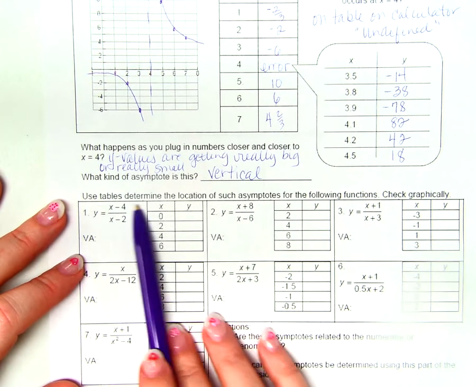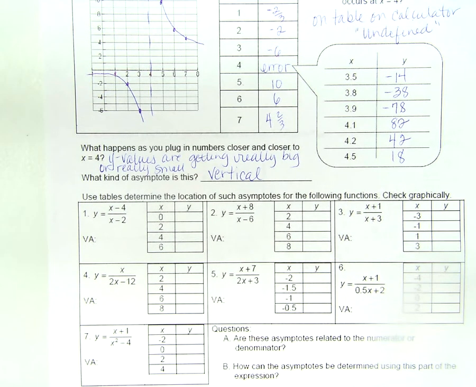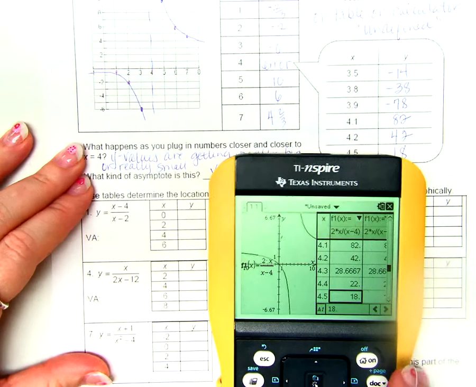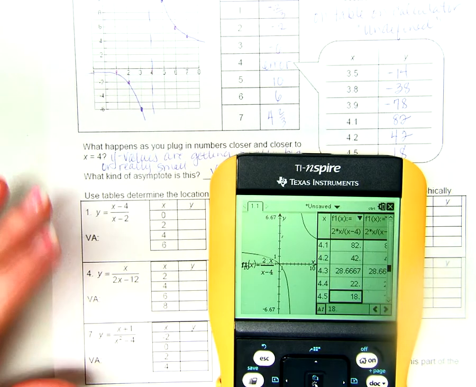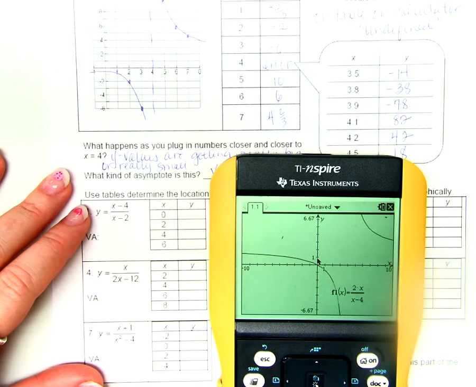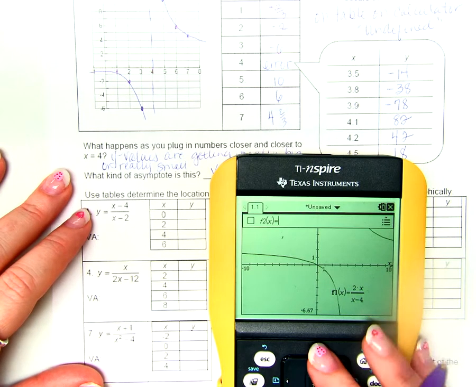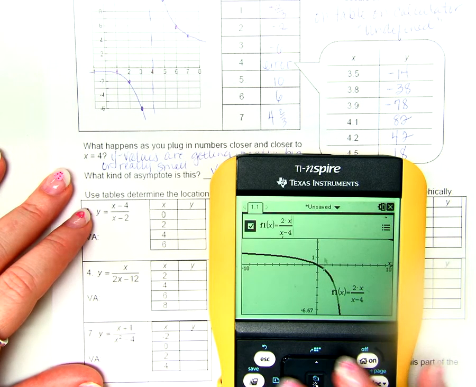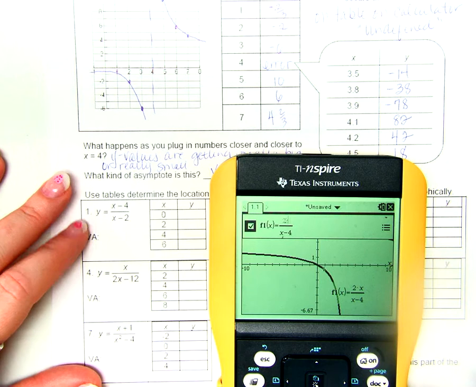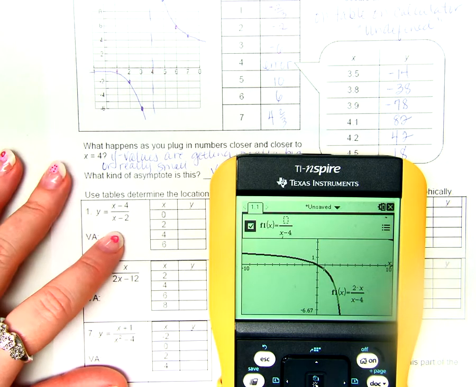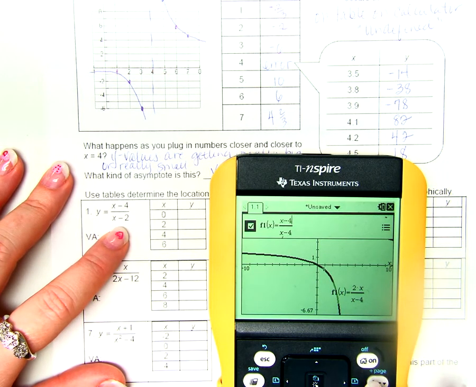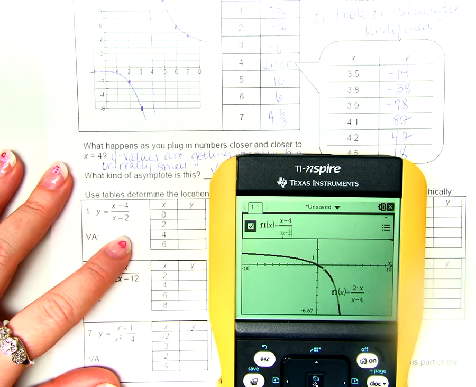Alright? So use the tables to determine the location of such asymptotes for the following functions, and then we'll check it graphically. Okay? So I want my table to go away for just a second. And I need to hit tab so that my equation line will come back up. I can go in here and adjust stuff real quick. I need this to be x minus 4 over x minus 2.